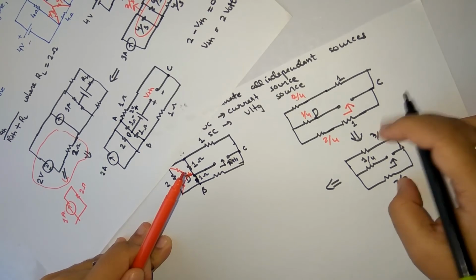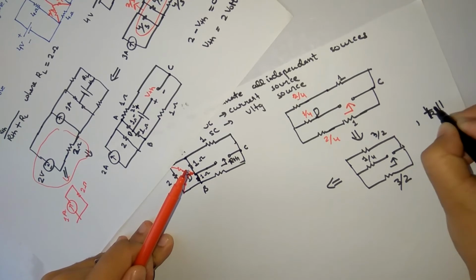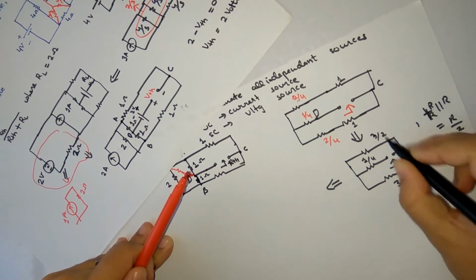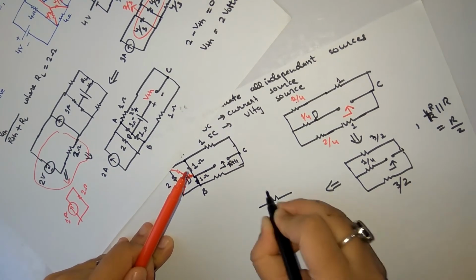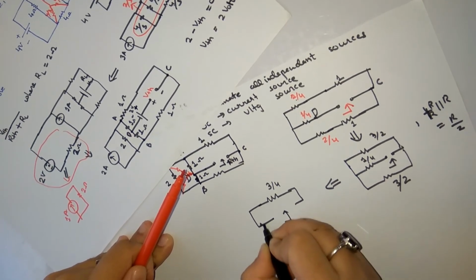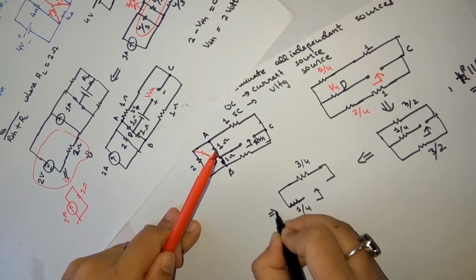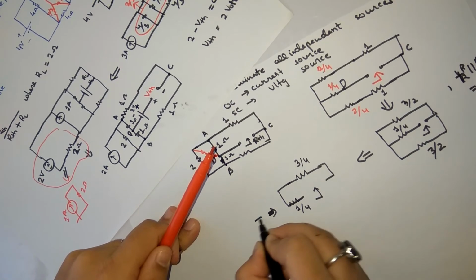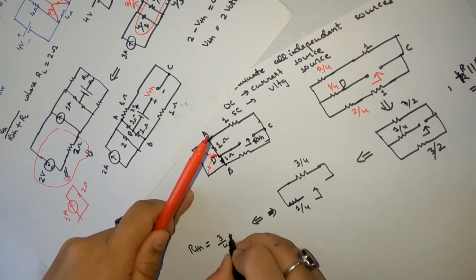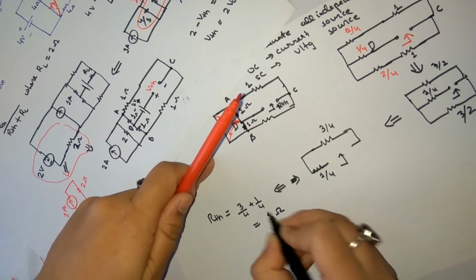Remember, if R is parallel to R, then their equivalent combination will be R by 2. So 3 by 2 parallel 3 by 2 will be 3 by 4, and from here there is RTH, and there is one more resistance of value 1 by 4. So we can say that RTH is equal to 3 by 4 plus 1 by 4, which is equal to 1 ohm, that is 4 by 4.